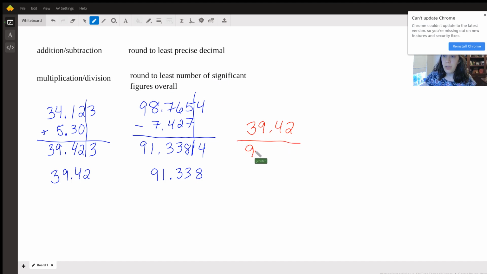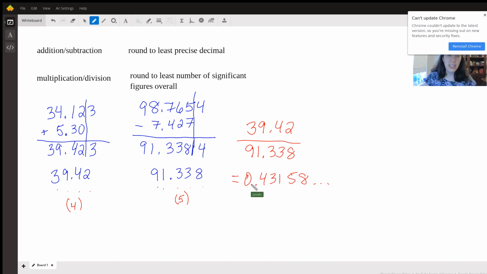So I'm going to have 39.42 divided by 91.338. And when I do that in the calculator, it's going to give me 0.43158, a whole bunch of other decimals, right? Let's talk about how to round that. So we started with this 39.42 number, which has 1, 2, 3, 4 significant digits in it. And this 91.338 number, which has 1, 2, 3, 4, 5 significant digits in it. So multiplication and division round to the least number overall. 4 is less than 5, so we're going to round our answer to 4 significant digits overall.